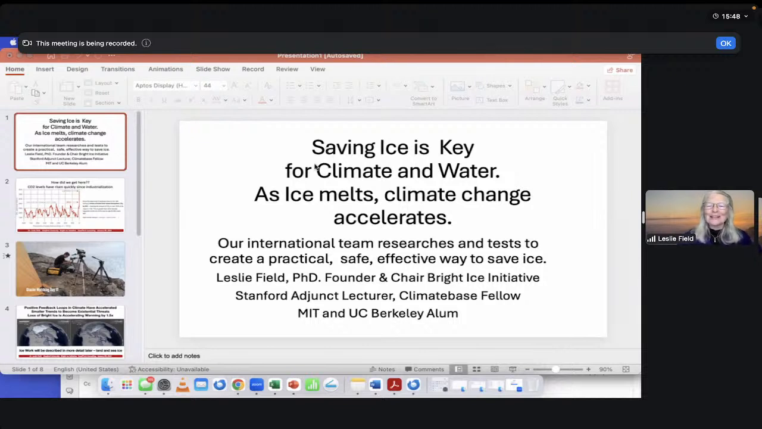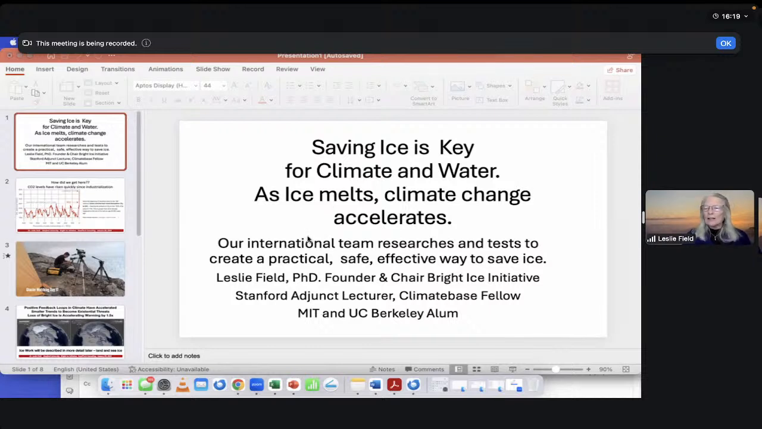I hope that's okay. Saving ice is really key for climate and water. And as ice melts, climate change accelerates. It's a positive feedback loop. The more ice melts, the faster heating up occurs, because we've lost our reflectivity as ice melts. And that is something that had kept our temperatures more stable than they are now for a long time.